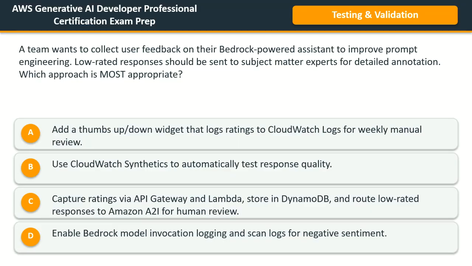Option A is incorrect because it does not scale and lacks structured annotation. Option B is incorrect because it tests availability, not subjective quality. Option D is incorrect because it analyzes model output sentiment, not user satisfaction. For GenAI improvement workflows, use ratings to trigger A2I. Experts close the loop, and the correct answer is C.